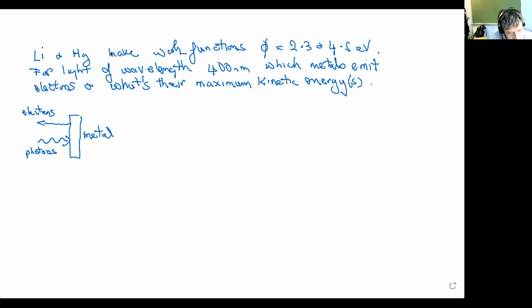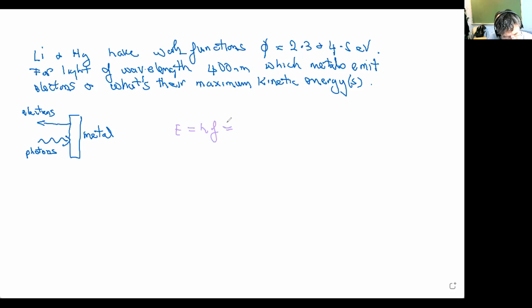So the first thing I'm going to do is calculate the energy of a photon, a packet or particle of electromagnetic radiation that corresponds to 400 nanometer light. And the way I'm going to do that is with the equation that Planck and Einstein introduced, that the energy of a packet of light, a photon of light, is equal to Planck's constant times the corresponding frequency of that light.